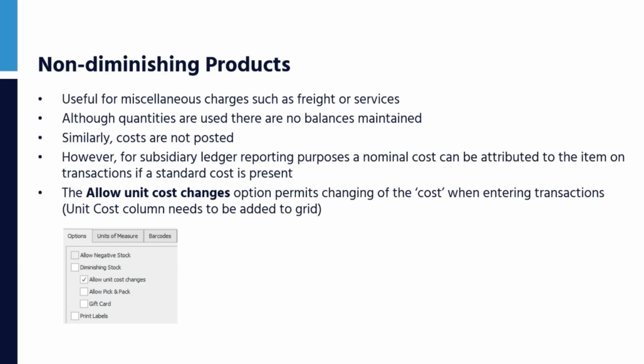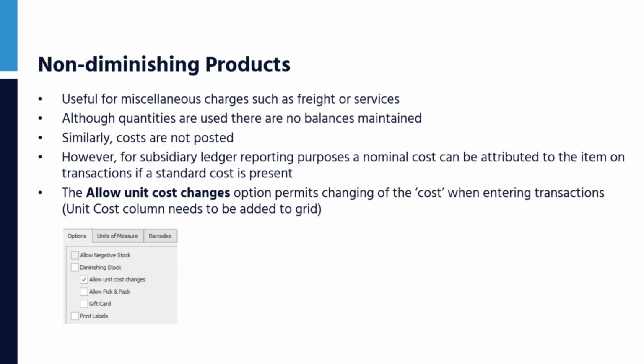Non-diminishing products. These are pretty useful for things like miscellaneous charges, for freight and services. And even though non-diminishing products are a little bit funky, I'm actually a fan of them as an accountant. I'd much rather use these than clutter up my general ledger with unnecessary accounts. I'd prefer to do my inventory reporting in the inventory ledger rather than the general ledger. So even though they're counterintuitive, I actually quite like these.